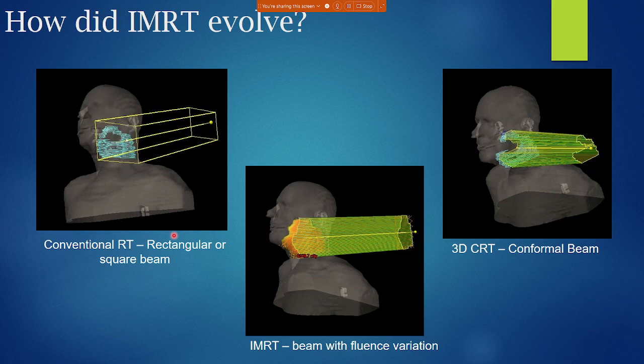That was conventional RT. Then came the multi-leaf collimators, which allowed us to shape the radiation beam to the shape of the tumor. And we started calling it conformal radiotherapy. Then IMRT came, which in addition to conformal beams, also incorporated fluence variation, which resulted in very good dose distribution to the tumor and very little dose to the normal tissues and the critical organs.